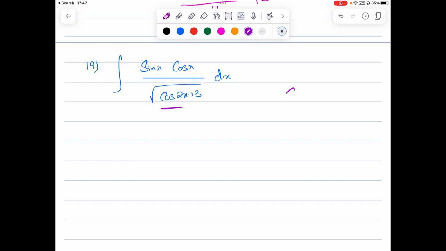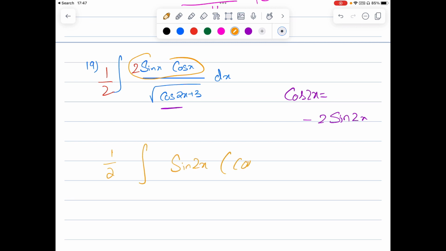What is cos 2x derivative? Negative 2 sin 2x. So what should I do? Multiply by 2, divide by 2. Why am I multiplying and dividing by 2? Because 2 sin x cos x will become sin 2x. Then cos 2x plus 3 whole to the power of negative 1 upon 2 dx. But I want negative sin 2x, right? So negative, negative. But I want negative 2 sin 2x. So therefore, multiply by 2, again divide by 2.